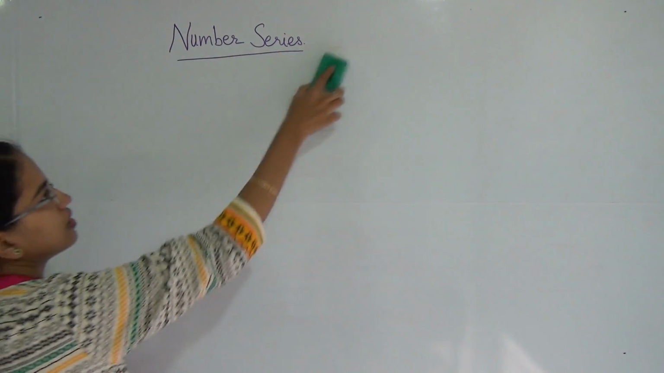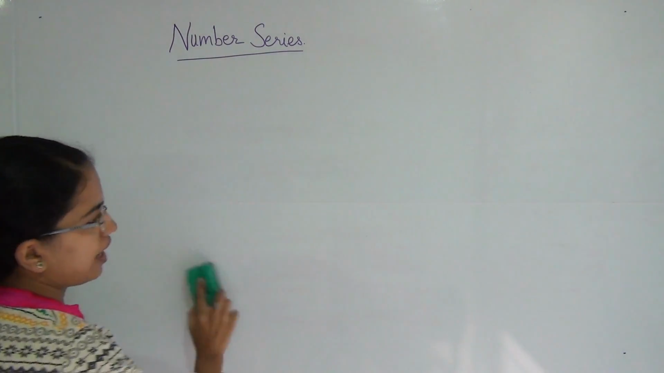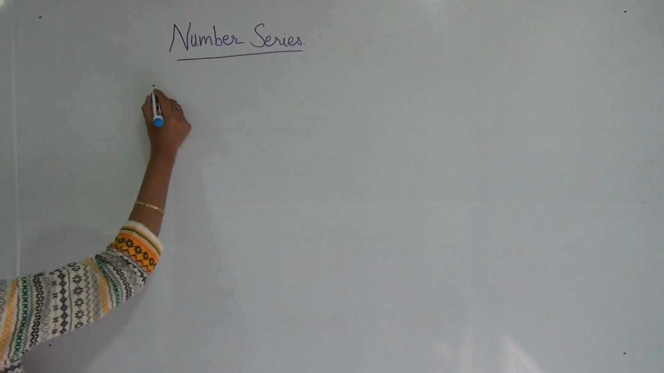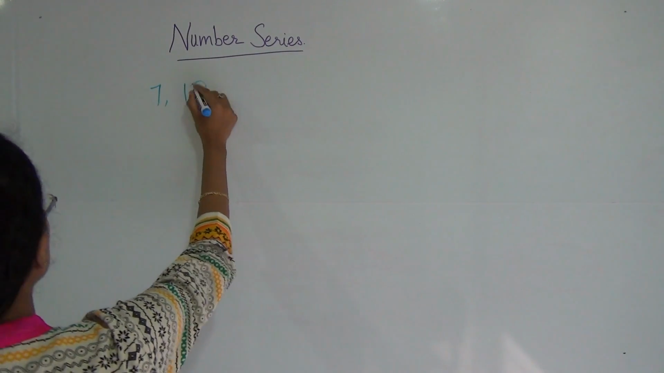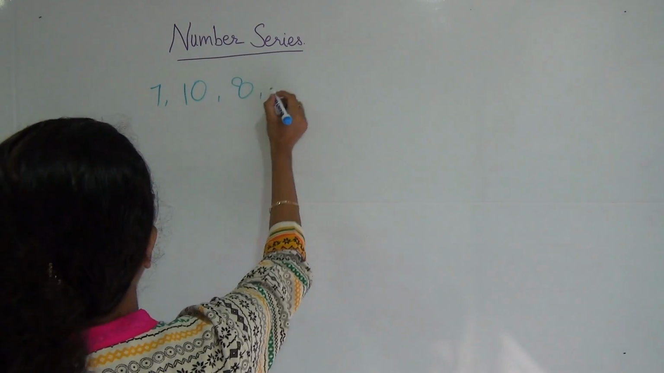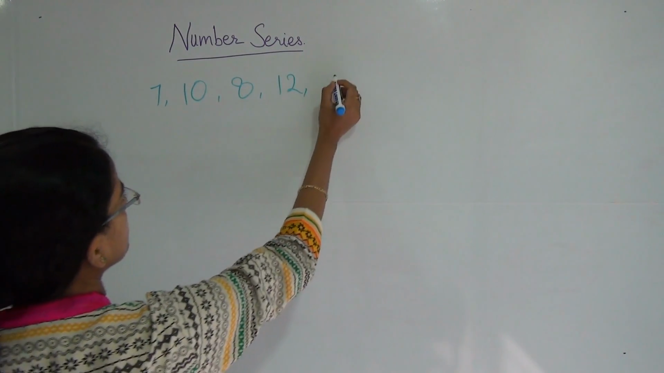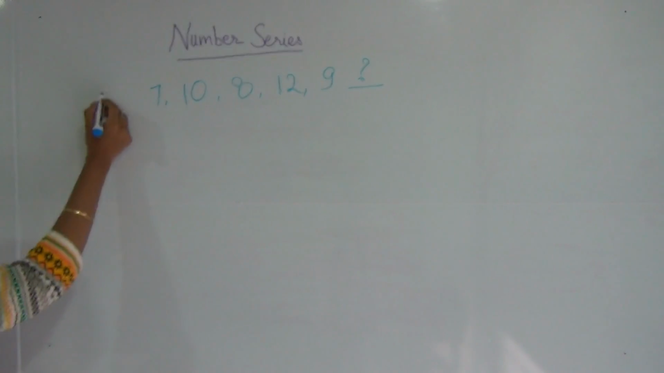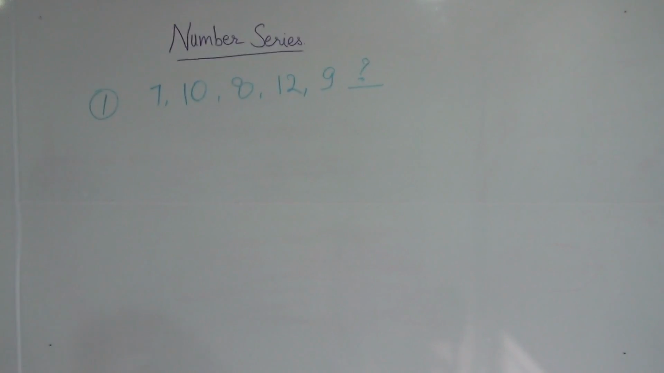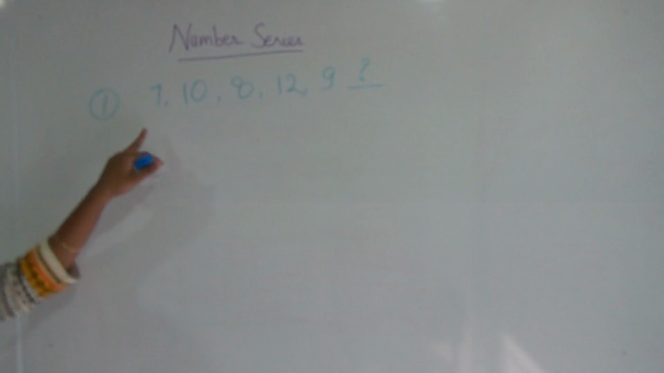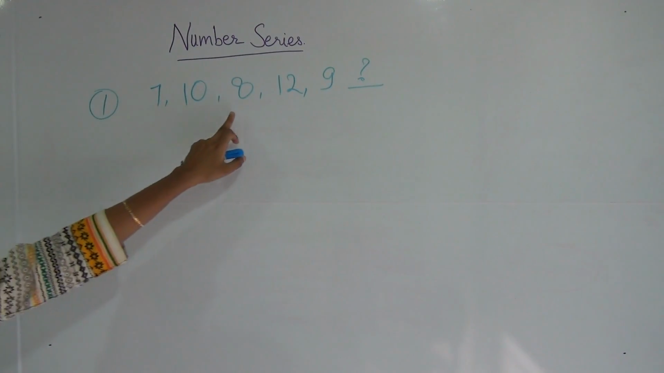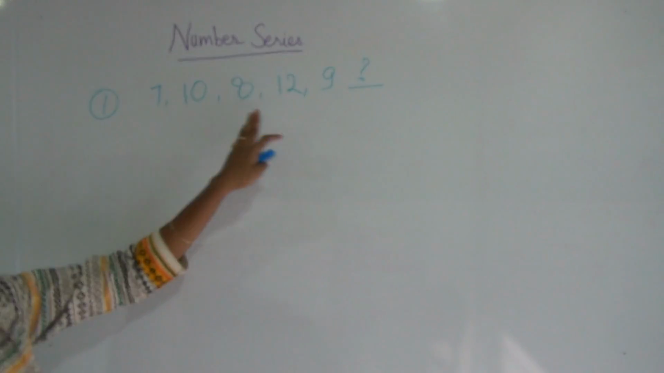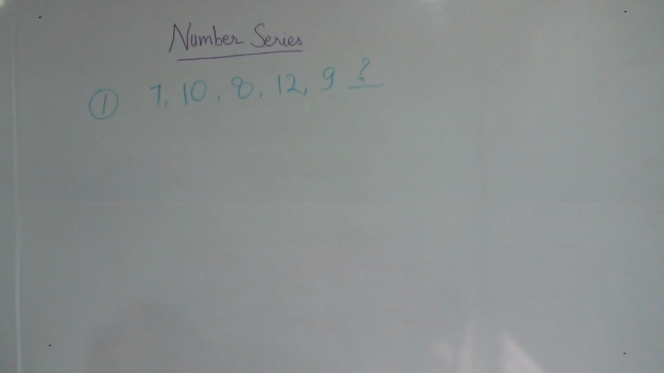So we have a first example. I am trying to introduce the examples in a very simple way. So you have 7, 10, 8, 12, 9. What would be the next number? This is the first question that we would be doing today. In this question, 7, 8, 9 is working as one series, and then you have 10, 12, and the next number would be plus 2.